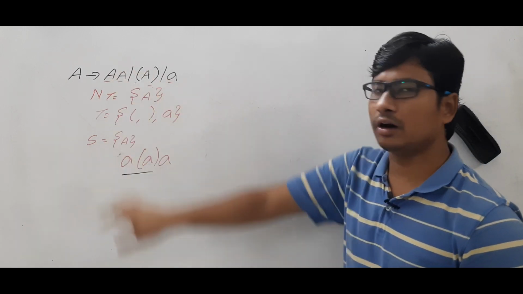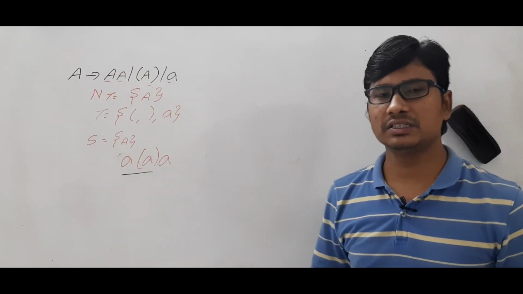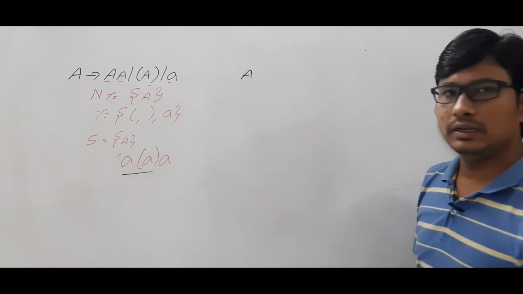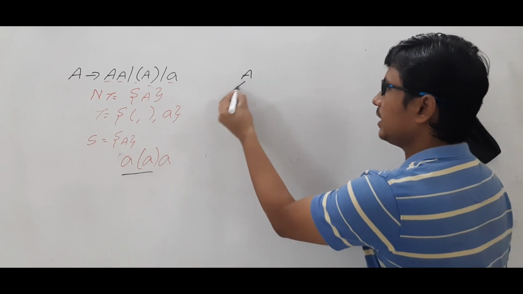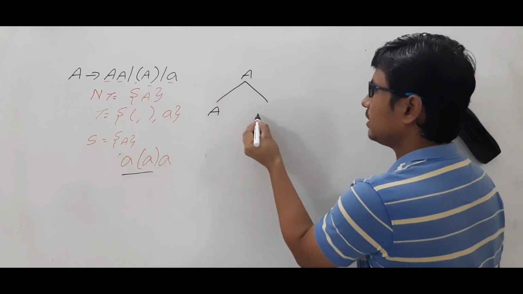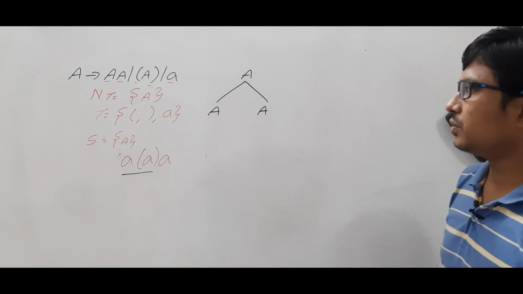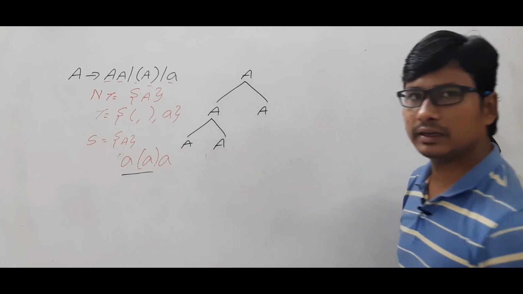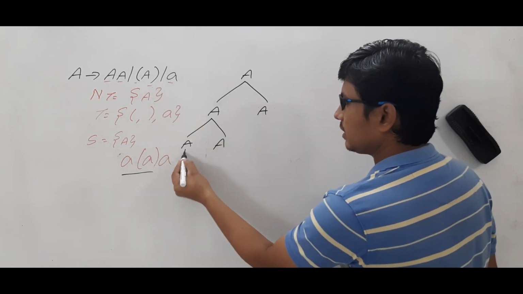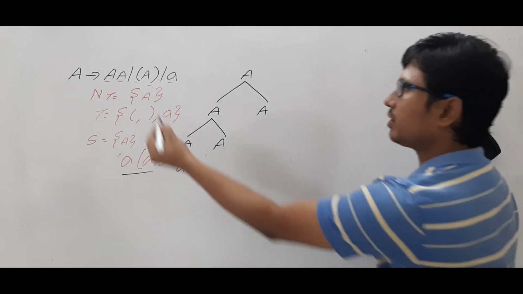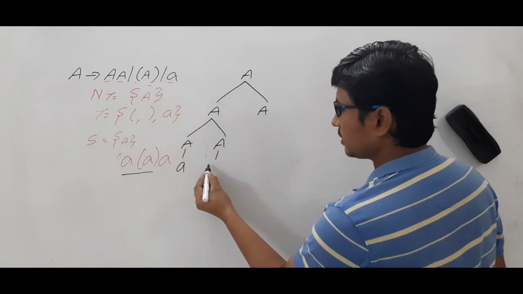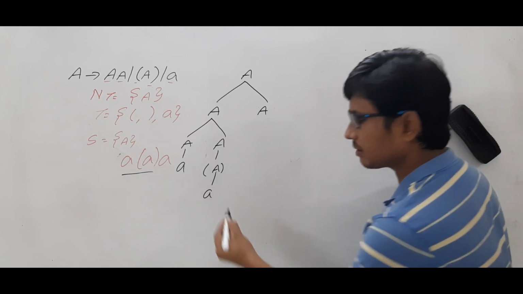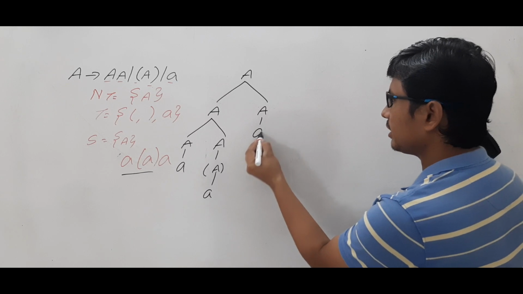Now we can derive it or not. If we can derive it, how many parse trees are possible, we will check. Okay, let me start from the start symbol A. From A, I can determine A and A. Are you able to understand? From this A, again I will determine A and A. From this A, I can determine a small a. From this A, can I determine this one? Yes, it is possible. Am I right? Now from this A, I will determine a, and from this A, I will determine a.